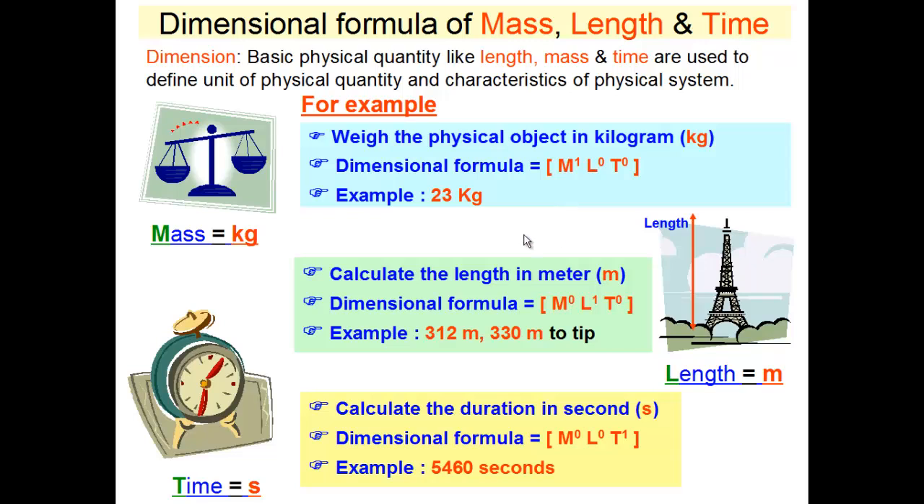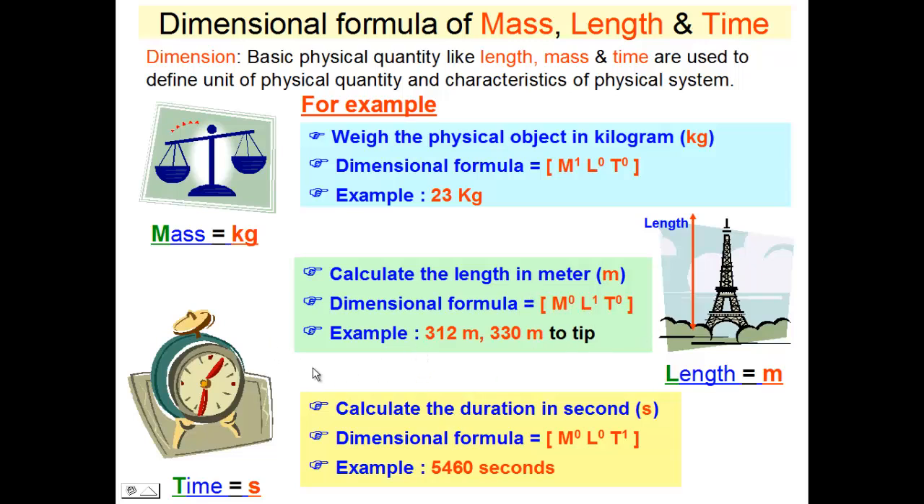Now the next example is length. We calculate length in meters, for example 312 meters, 330 meters. So the dimensional formula of length is M0, mass power 0, L power 1 and T power 0. So this is the length formula. In this formula, time is 0 and mass is 0.